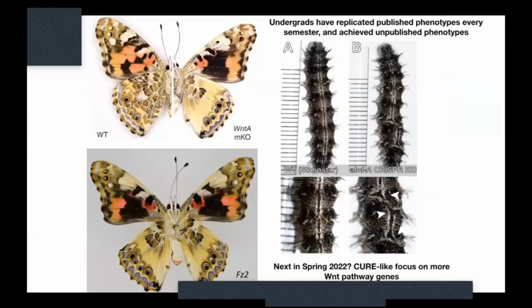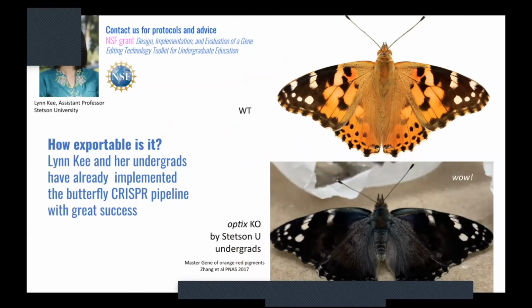Undergrads have successfully replicated phenotypes, including ones that are not published, like this Frizzled2 receptor phenotype for Wnt. And this class is exportable. I worked to help Linky. She's at Stetson University in a primarily undergraduate teaching position. And her students have done mind-blowing phenotypes already in the painted ladies, such as this optix knockout. It's crazy, right? Which makes completely dark butterflies. It's a publication from the Reed Lab from a few years ago. They reproduce that. And imagine being an undergrad and doing this. This is really interesting. I think it's life-changing for them.